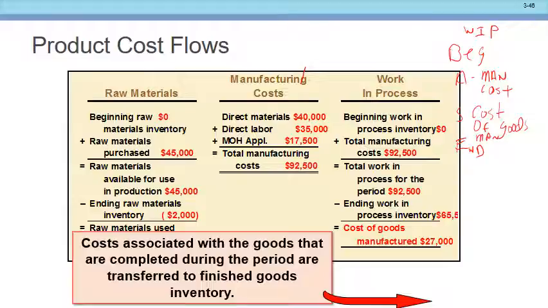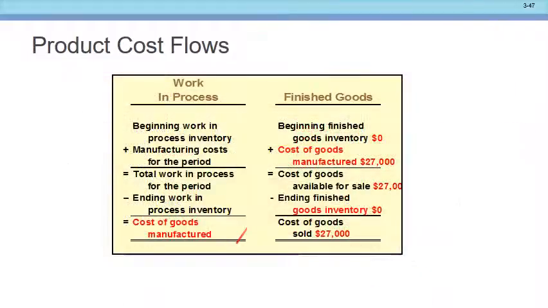Out of our work in progress and into where? In finished goods, and that's what you see happening right there. And then, of course, the amounts that come out of my finished goods is my cost of goods sold, right? And I could sit there and do a BASE for my finished goods. And remember, I said that's how you do these. You decide which of the accounts you're analyzing, and then you use the BASE approach for all of them.